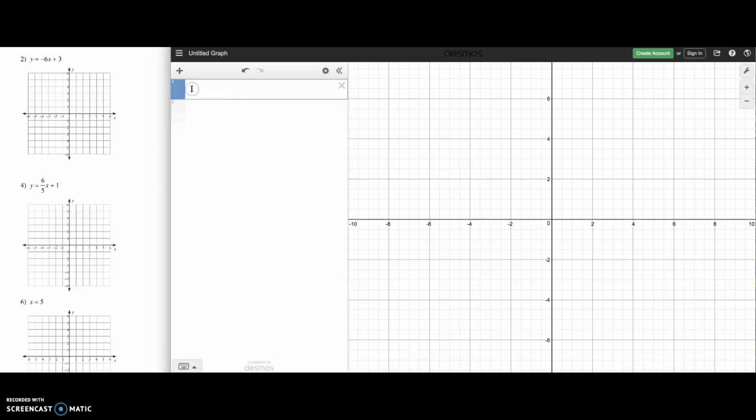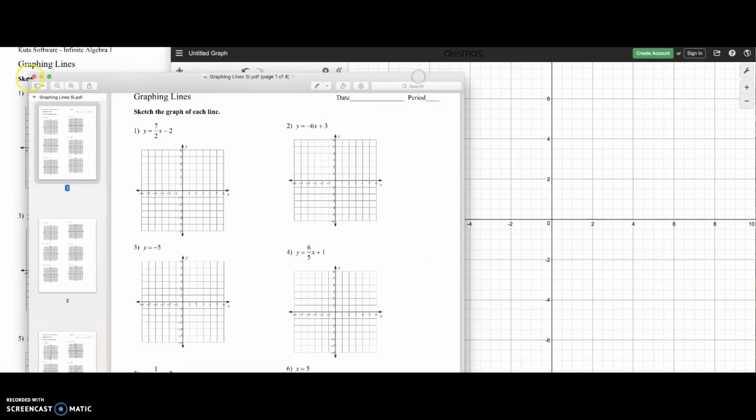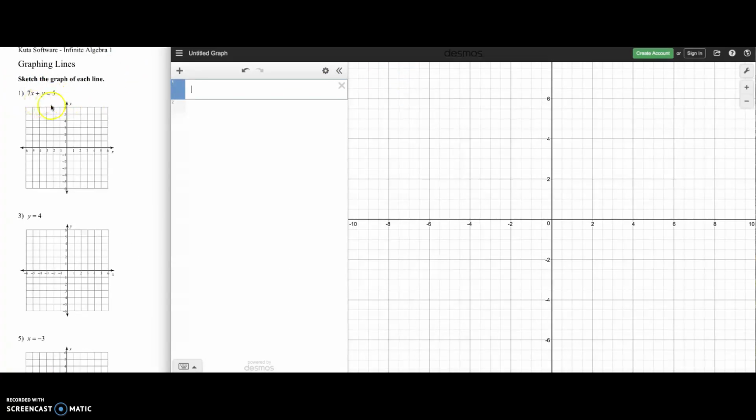So sometimes when we get asked to graph lines, we don't get asked to graph them with slope-intercept form. Instead, we get asked to graph them with something like standard form. And this is where Desmos also comes in hugely useful, because we can take this information and we can double check to make sure that our graph is correct. So we type it in exactly as it reads. This one says 7x plus y equals 5. And here's this graph.